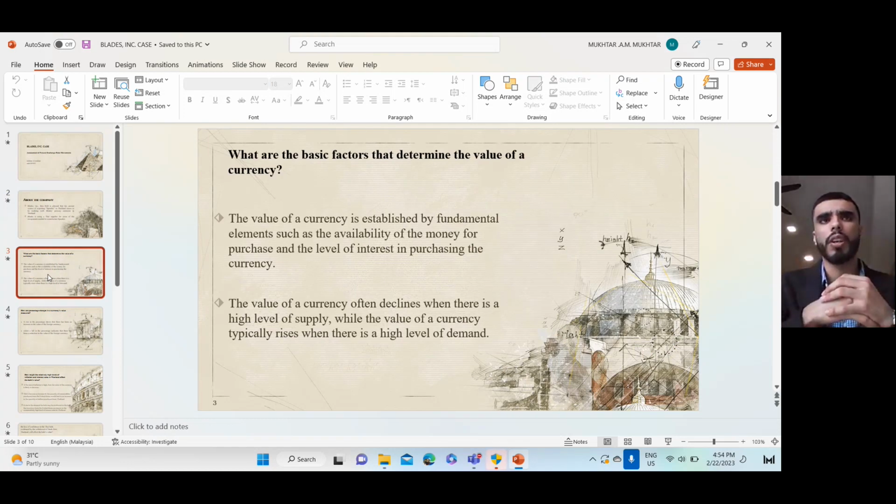And then, what are the basic factors that determine the value of currency? So what do you mean by that? The value of currency is established by fundamental elements such as the availability of money for purchase and the level of interest in purchasing currency. The value of currency often declines when there is a high level of supply, while the value of currency typically rises when there is a high level of demand.